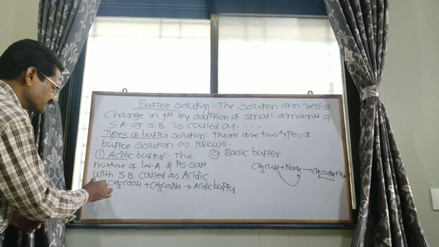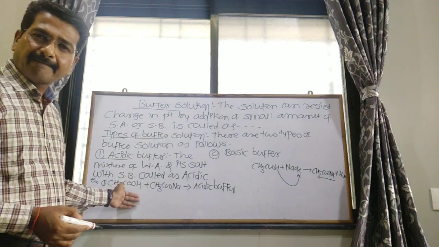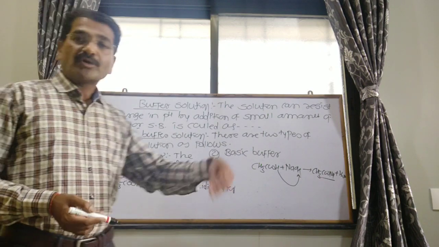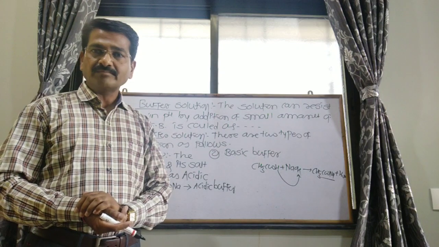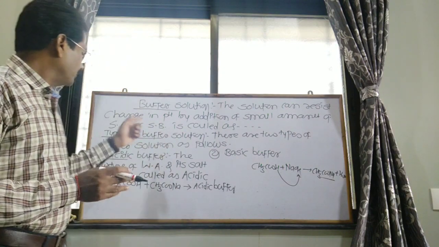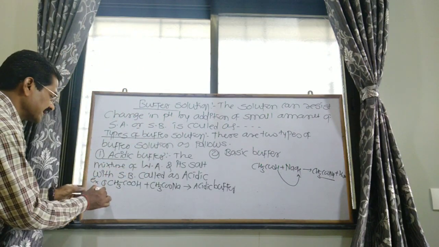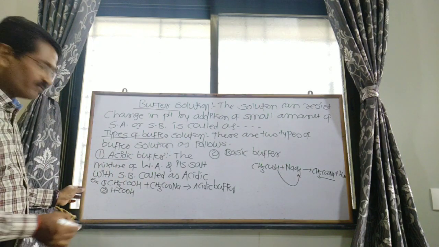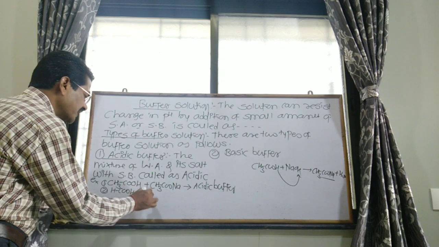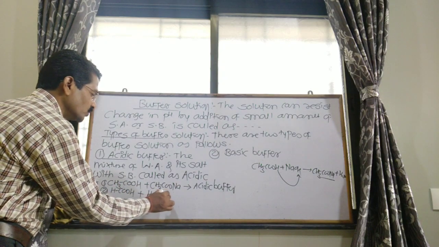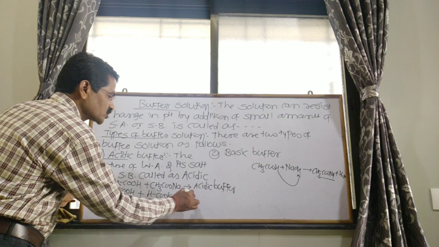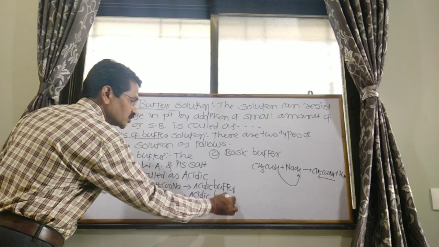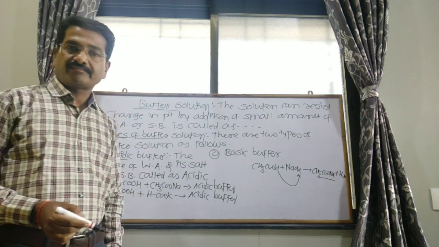Another example, formic acid HCOOH plus potassium formate. Second example, HCOOH is the formic acid plus potassium formate, HCOOK. Then that mixture is called an acidic buffer.